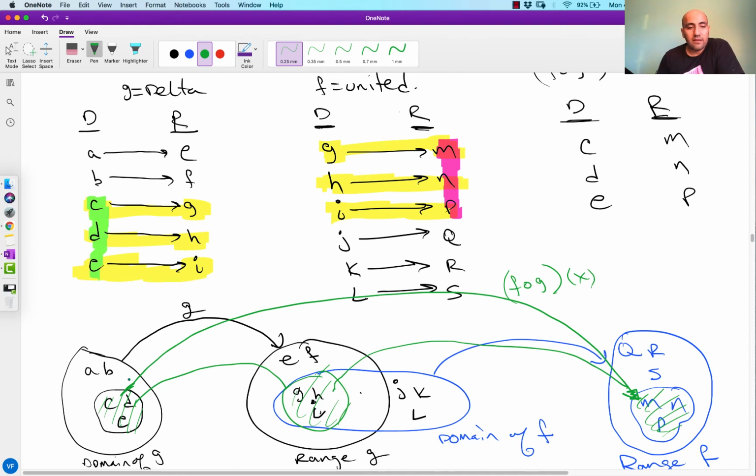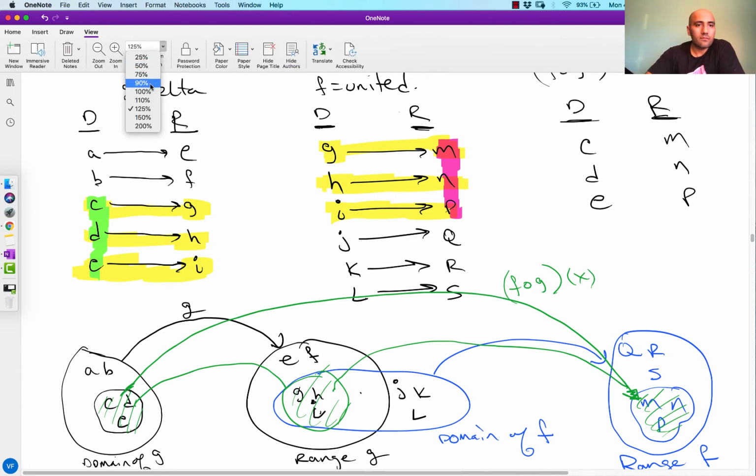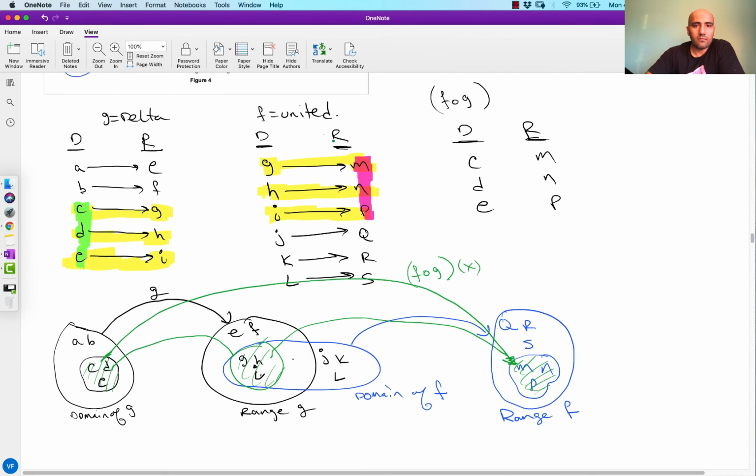So this is the sweet spot. I can start off in these three cities. They lead me to these three cities. And then those three cities finally lead me to these three cities. So if I just connected them from beginning to end and kind of ignore that middle step there, I can start off in one of these three cities, C, D, and E, and ultimately lead to either this city, M, N, or P, right? So this would be the domain and range of the composition function. Right, so these would be the domain and range of the composition function.